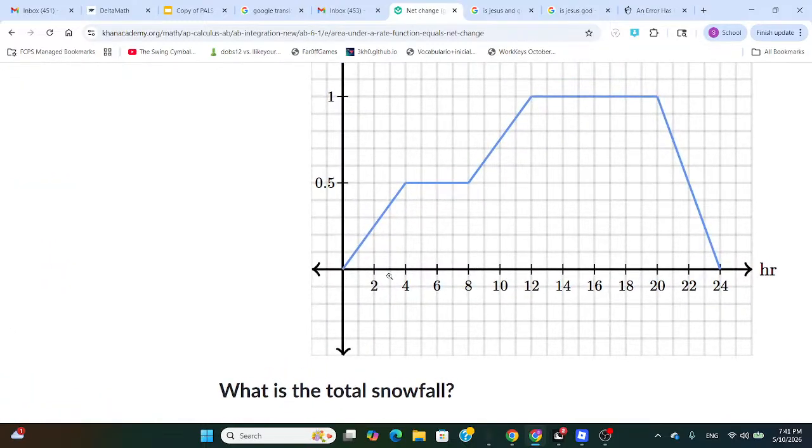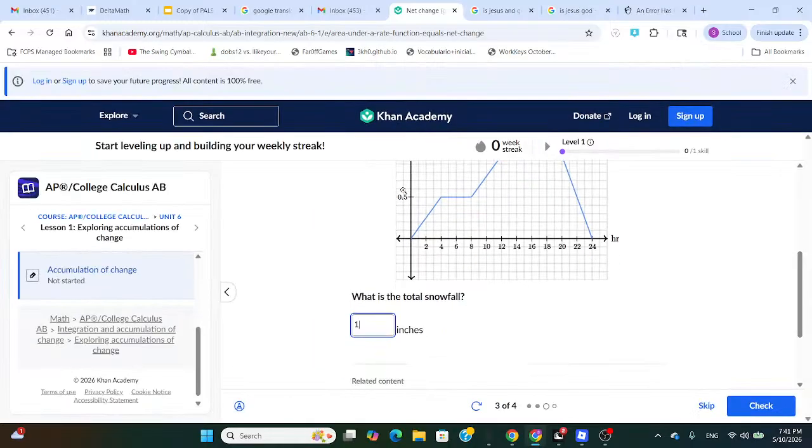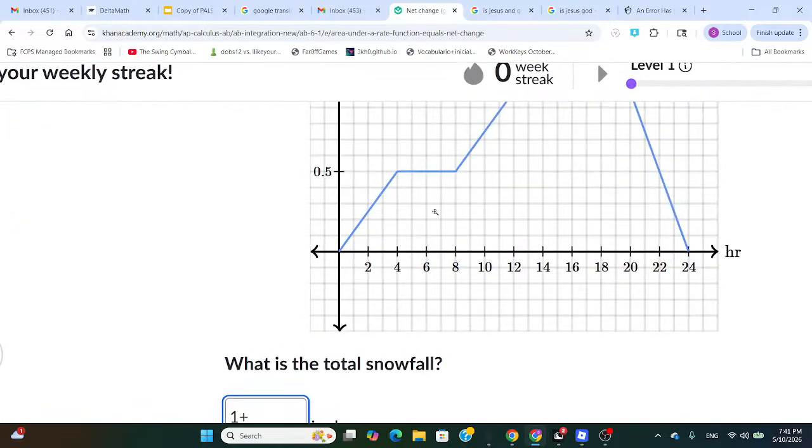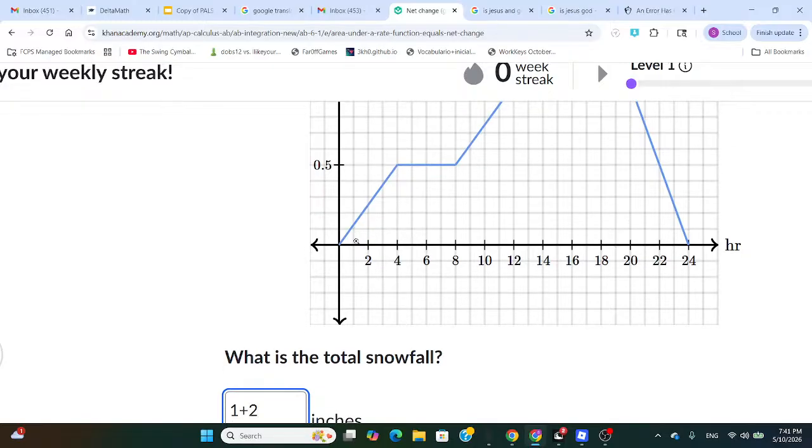So this 4 half equals 2, and then half of 2 is 1. So there goes that triangle, 1, plus this rectangle over here. 4 to 8 is 2, and then 2. No, 4 to 8 is 4, my bad. 4 half is 2.